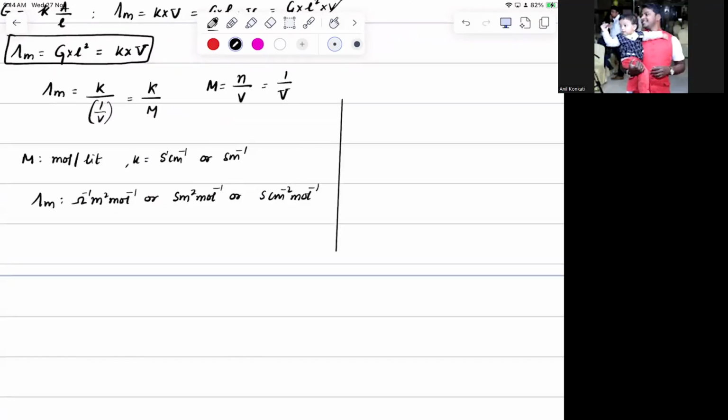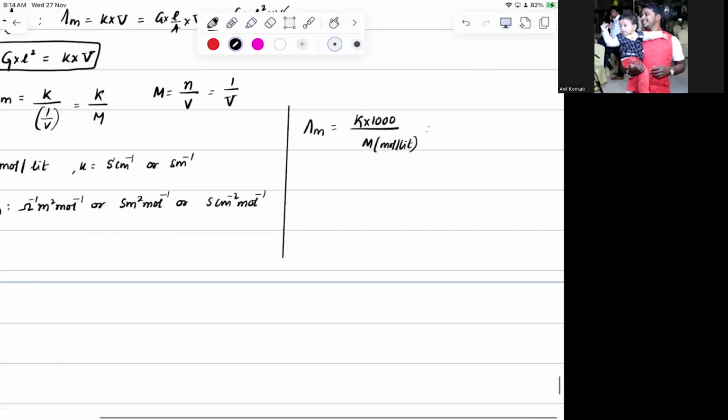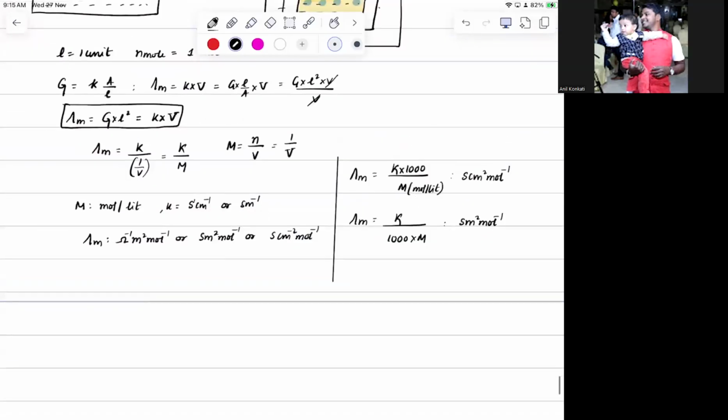Now, to accommodate these units properly, we'll have to write lambda M is equal to kappa into 1000 by molarity when it is mole per liter, and here the dimensions would be Siemens centimeter square and mole inverse. Lambda M will be equal to kappa by 1000 times molarity if the units are Siemens meter square and mole inverse. Correct? So remember which units to be used. Accordingly we'll have to use the units.